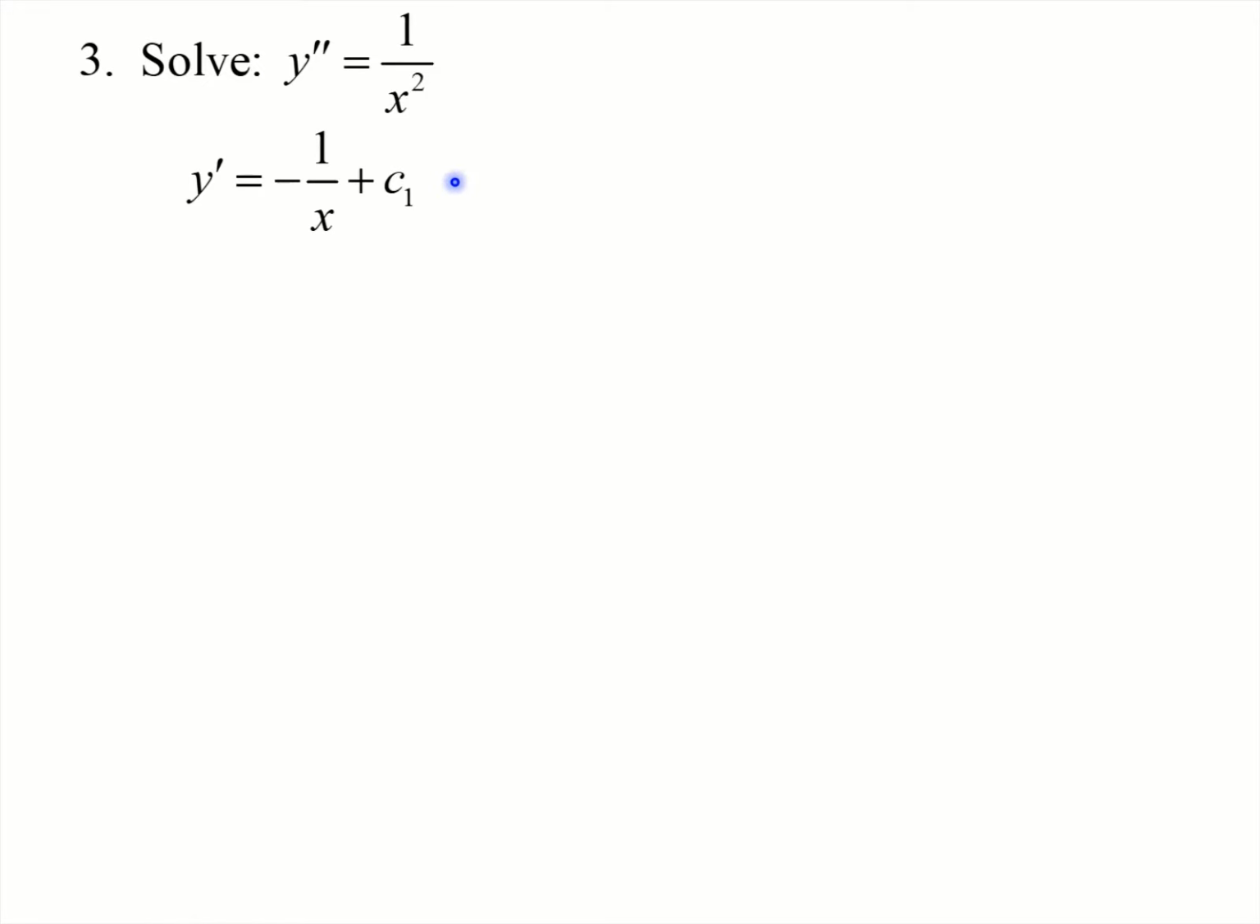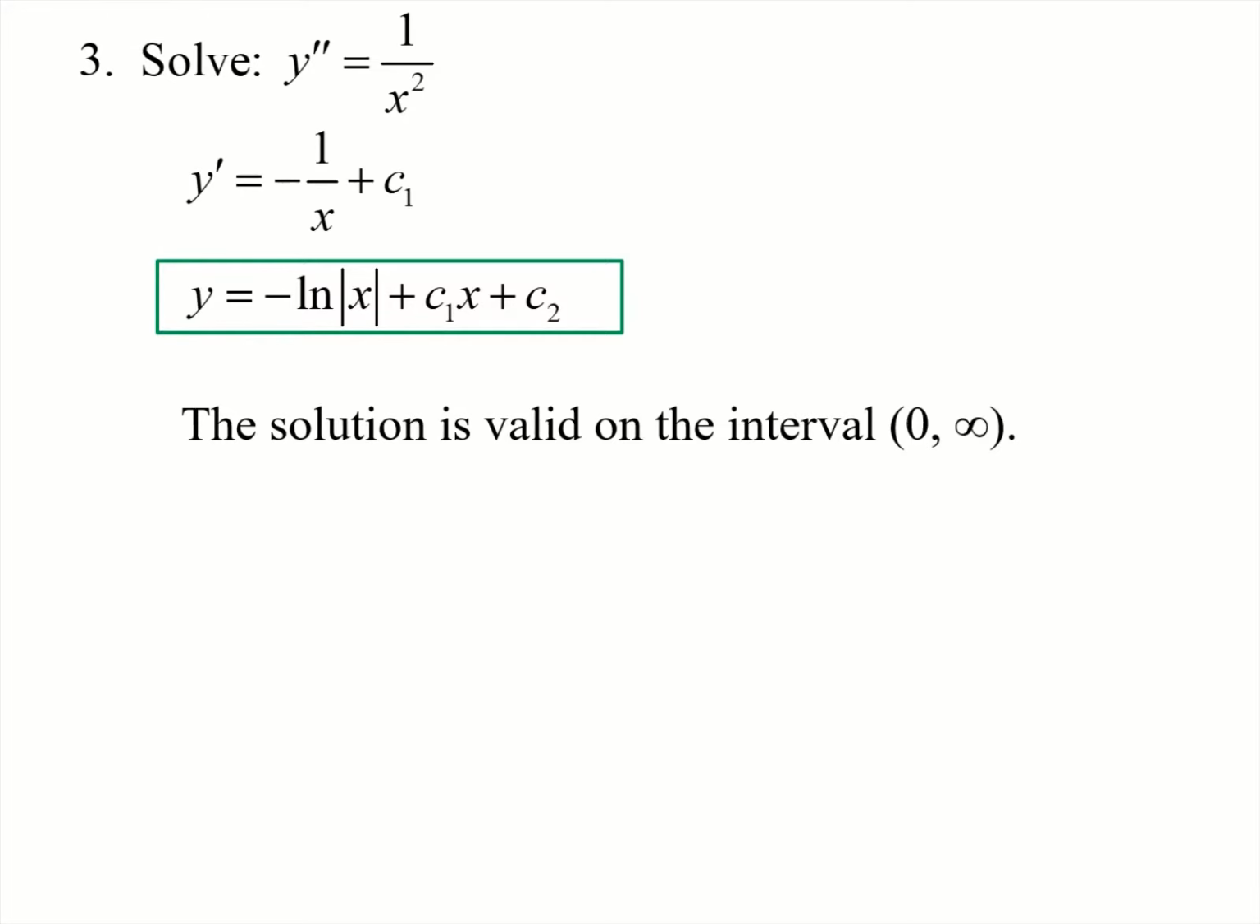This solution is valid on the interval 0 to infinity, because notice, if x equals 0, it's undefined. Sometimes with differential equations, we will put the interval that they're valid on. We could have also said this solution is valid on the interval from negative infinity to 0, not including 0. But usually for applications, this is the more common one. The solution that we have boxed in green is called an explicit solution because it is solved for y.